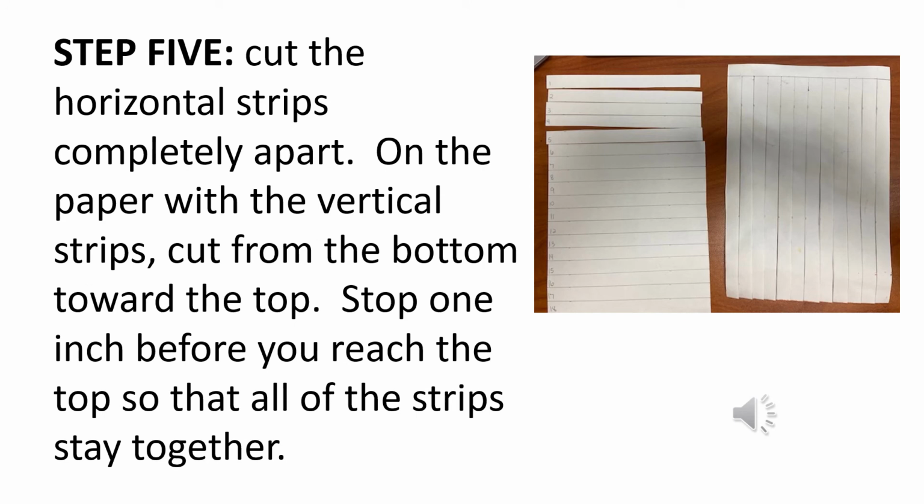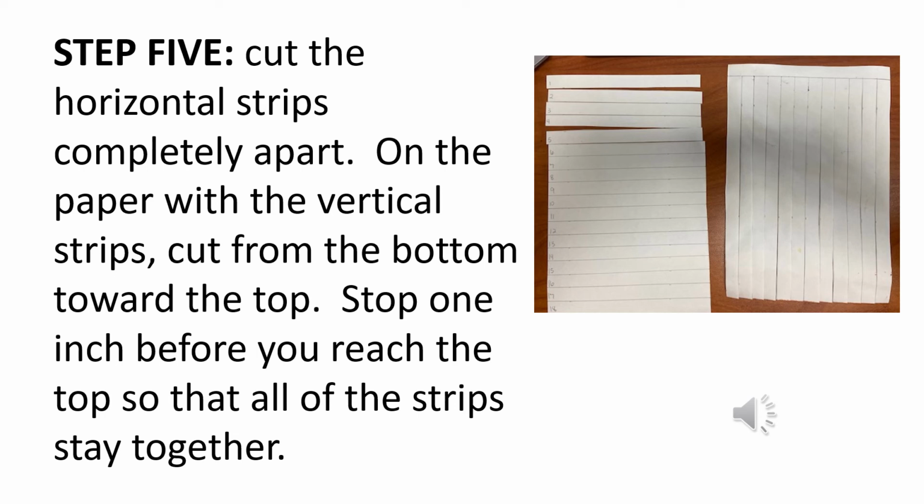In order to get ready to weave the strips together, we're going to need to cut them. Step 5, cut the horizontal strips completely apart. On the paper with the vertical strips, cut from the bottom towards the top. Stop about 1 inch before you reach the top so that all of the stripes on the vertical page stay connected. I would highly recommend only cutting 2 or 3 strips on the horizontal page at one time.